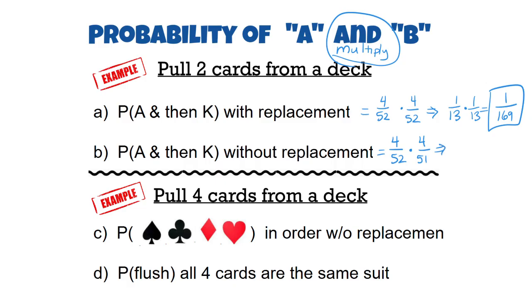Okay, so now let's do some reducing. This is 1 out of 13. I'm afraid 4 out of 51 does not reduce. So let me grab my calculator here. 13 times 51 is 663. So I end up with a 4 out of 663.